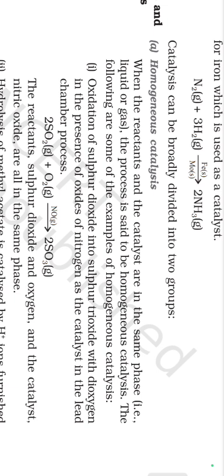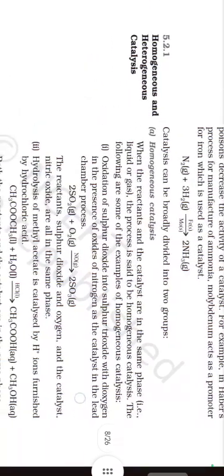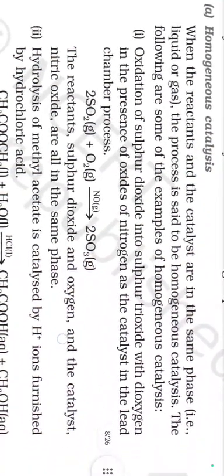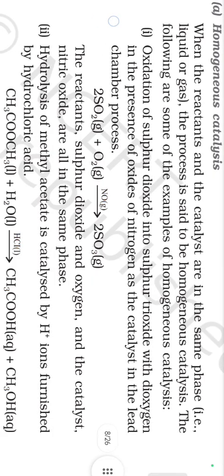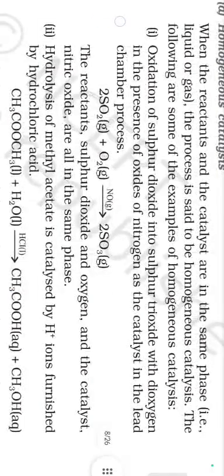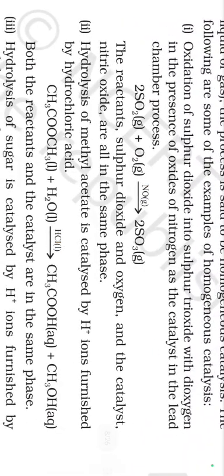Catalysis can be broadly divided into two groups: homogeneous and heterogeneous catalysis. A. Homogeneous catalysis. When the reactants and the catalyst are in the same phase, that is liquid or gas, the process is said to be homogeneous catalysis. The following are some of the examples of homogeneous catalysis.